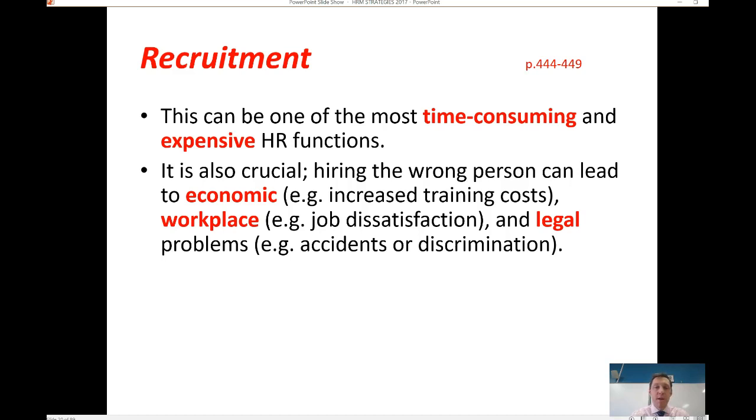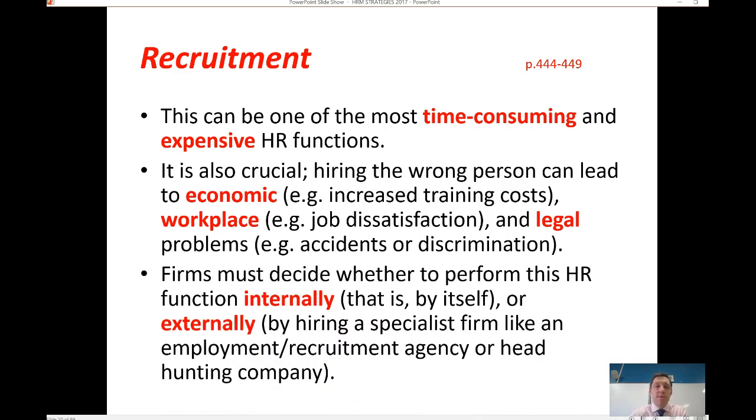They can be economic implications, i.e. you're going to have to train that person more than you really wanted to. It can have workplace repercussions, i.e. the level of job satisfaction, and also can have some legal issues where they might discriminate another member of staff, they might cause an accident, or you might be forced into a corner and you end up sacking them, and that comes back to hurt you in terms of an unfair dismissal case.